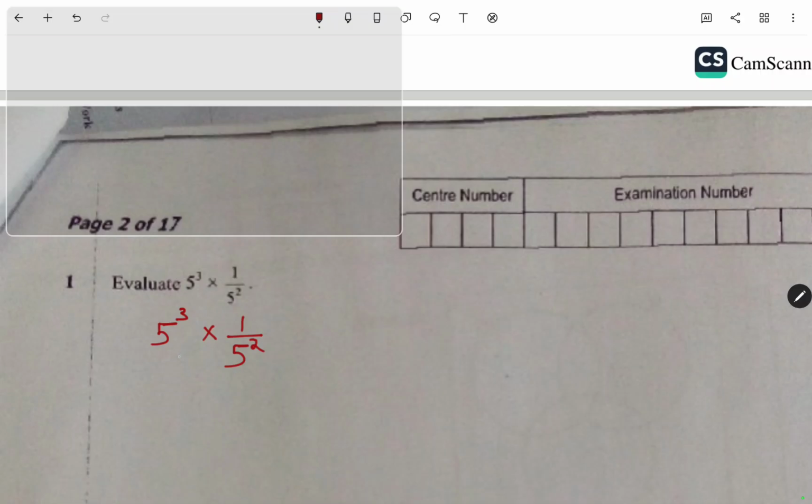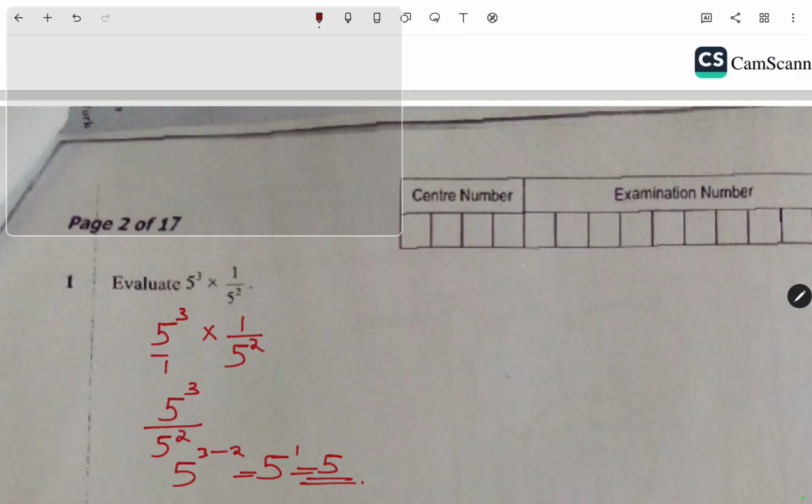There are different ways you can solve this one. You can say this can be over 1, then 5 times this one, this can be 5 to the power 3 over 5 to the power 2. Now, since you are dividing indices having the same base, this can be simplified by subtracting the powers, 3 minus 2, which is 5 to the power 1. This will give us 5. That's the answer there.